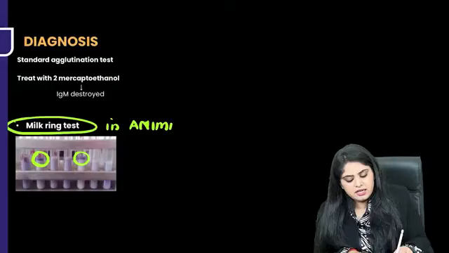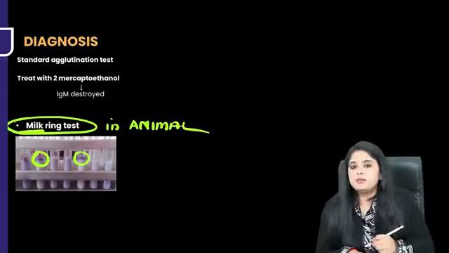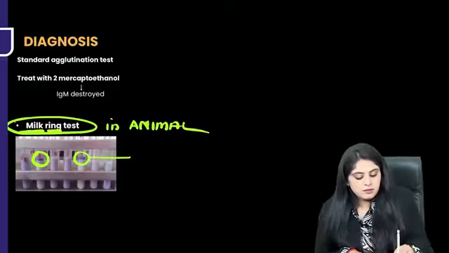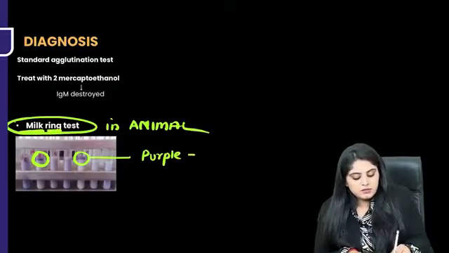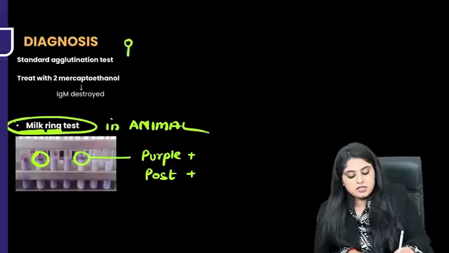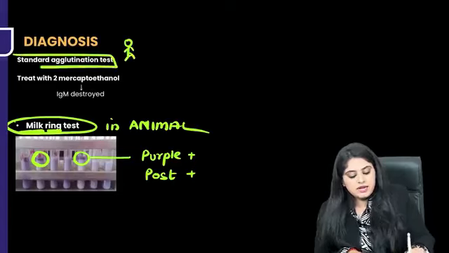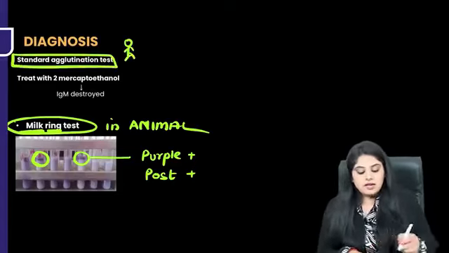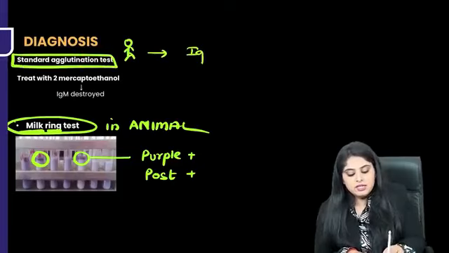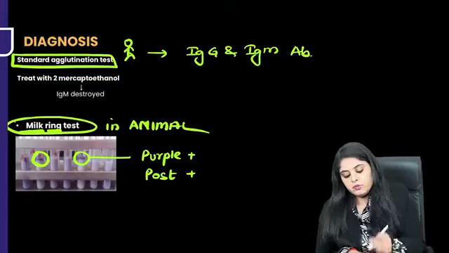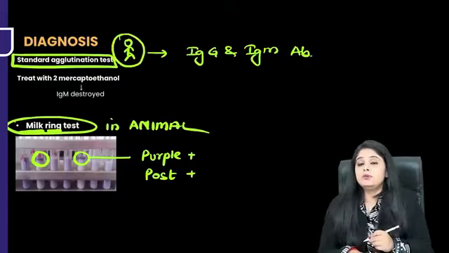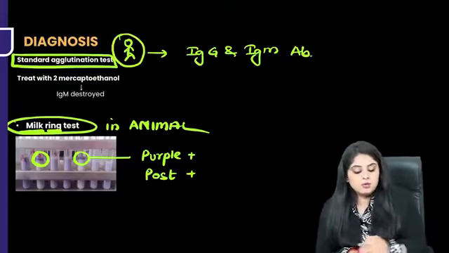And you can tell from the name, milk. Milk will of course come from animals. And ring, if I see a purple color ring in the top, this means there is a positive milk ring test. Whereas what is done in humans? In humans, we do the standard agglutination test. What is the standard agglutination test going to tell me? It's going to tell me IgG and IgM antibodies are going to be detected. In humans, I will be able to detect IgG and IgM antibodies.